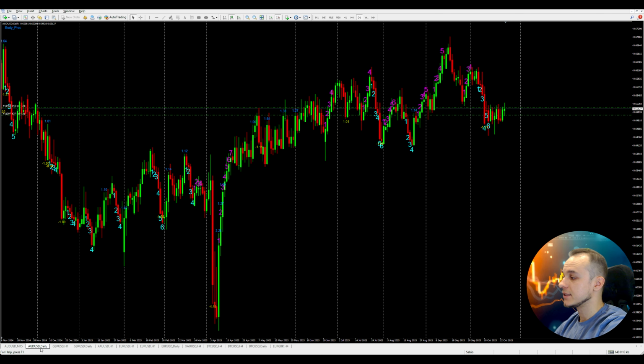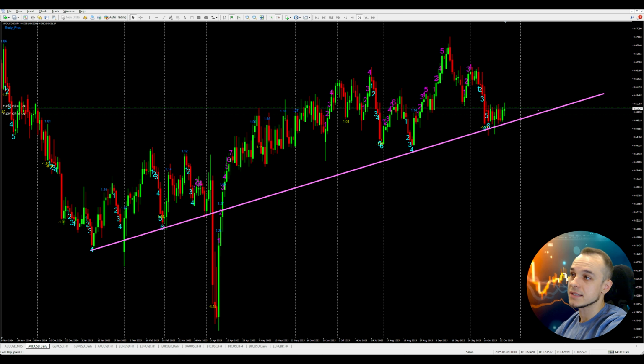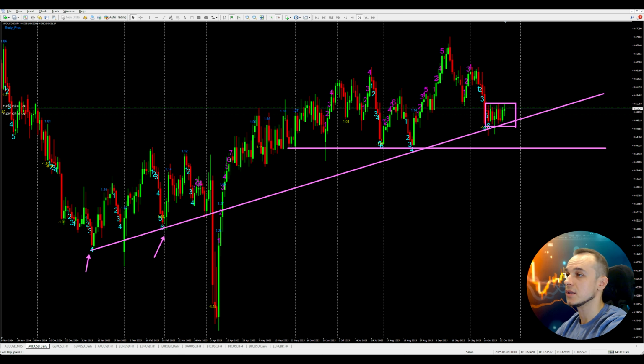Speaking about the general picture, we can see that on the daily time frame this asset is in an uptrend, and despite the fact that we spent the whole week in a consolidation, still we have not broken this trend line, and we still are above the previous local support level. So I think that we have quite big chances that the market continues its growth.